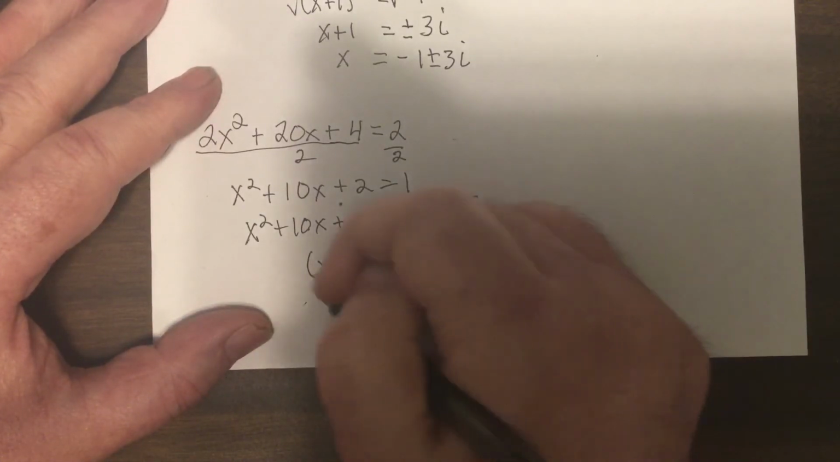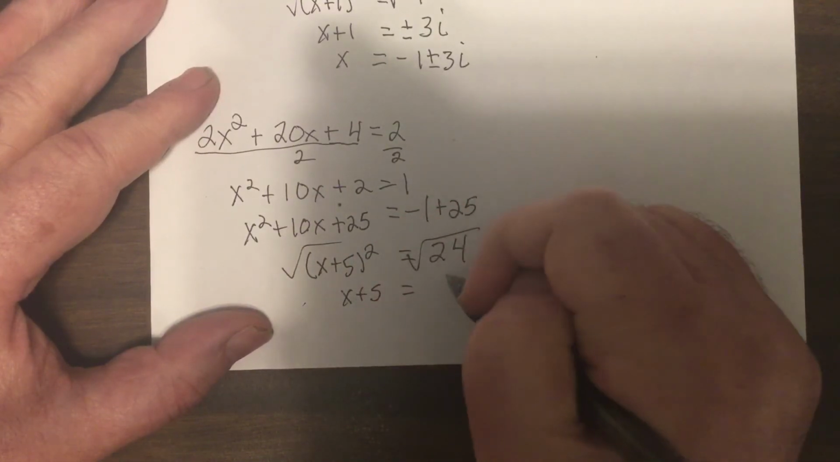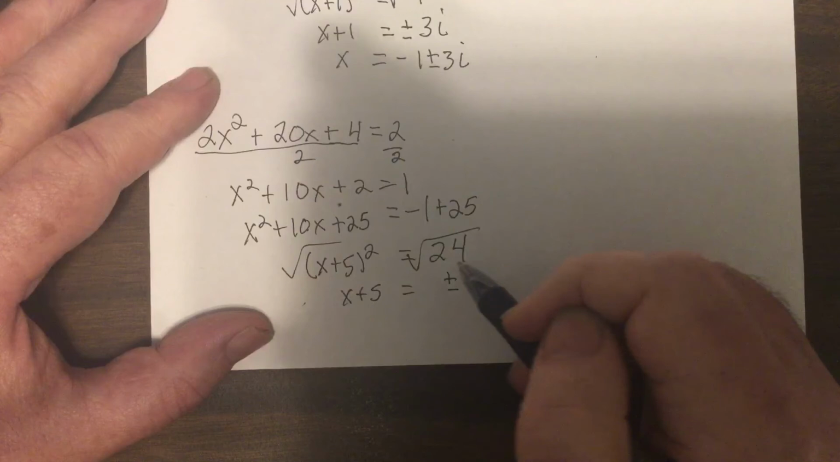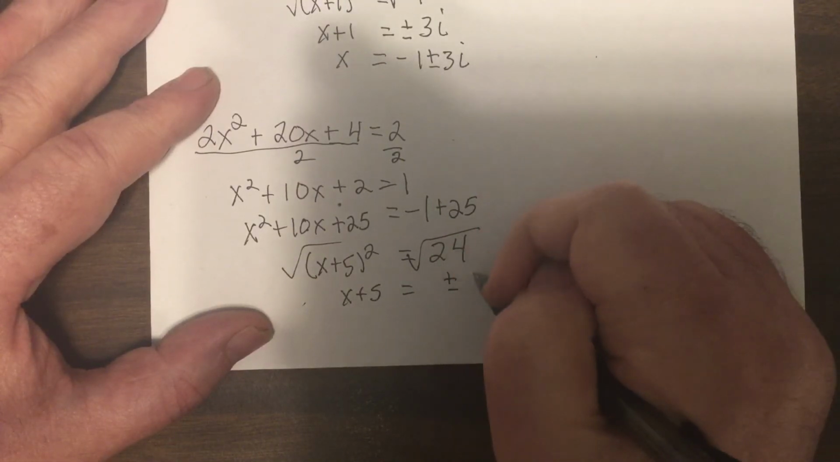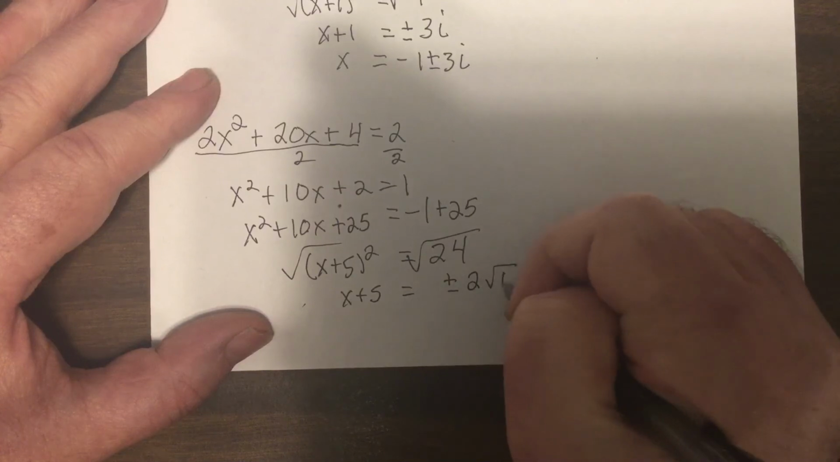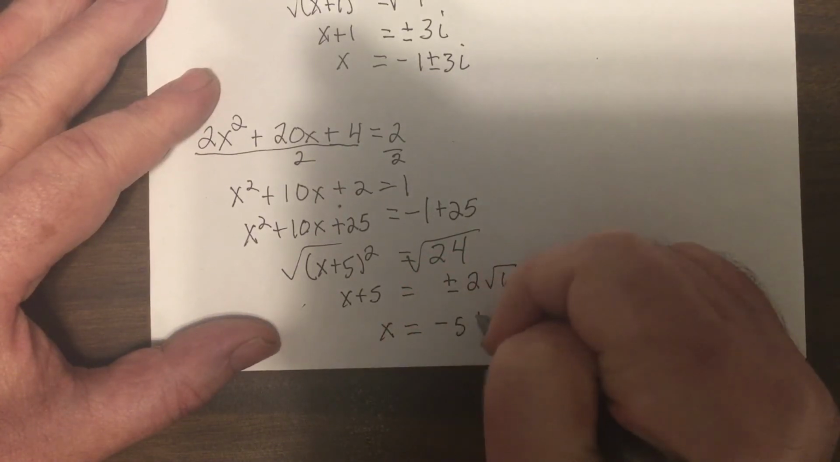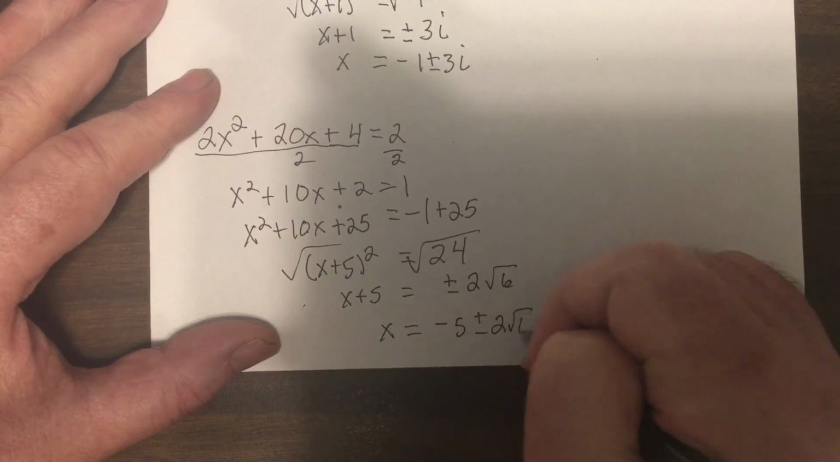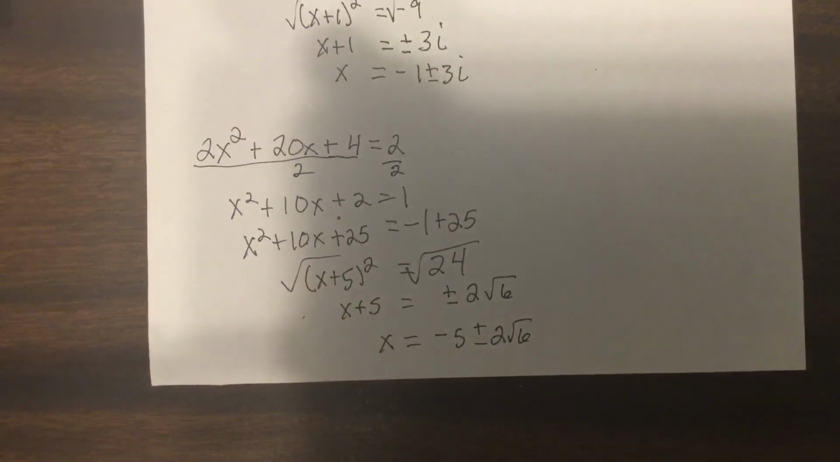So square root both sides. X plus 5 equals plus or minus. Now I'm going to do 2 steps here. I'm going to simplify square root of 24. 24 is 4 and 6, so it'd be 2 square root of 6. So it'd be negative 5 plus or minus 2 square root of 6. Hey. I hope you got that one right. Let's carry on.